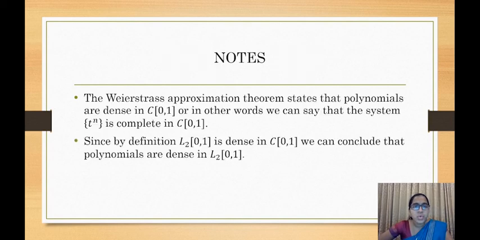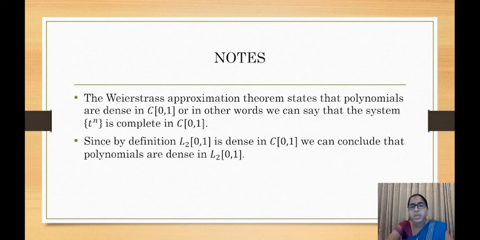Now we'll move on to a few notes which you have to keep in mind. There is a theorem called the Weierstrass approximation theorem. We're not going into the proof of that theorem. It's just a theorem which you have to know. You can refer to any textbook of functional analysis and you will get the proof of this theorem in the textbook of Lemma and all.